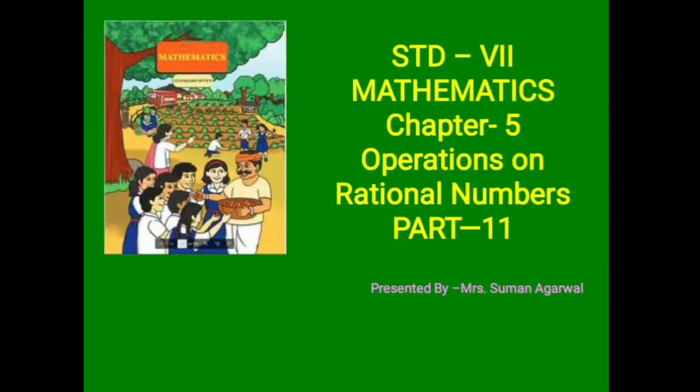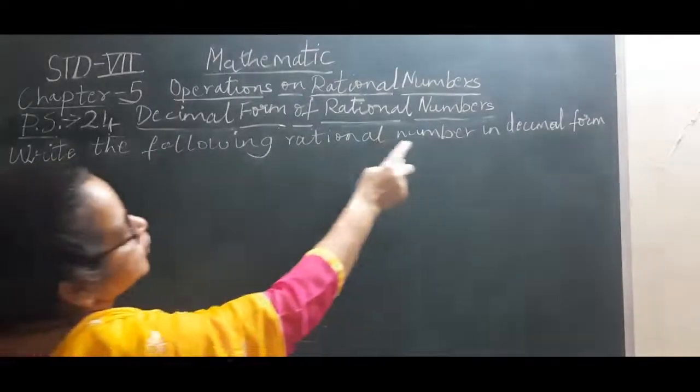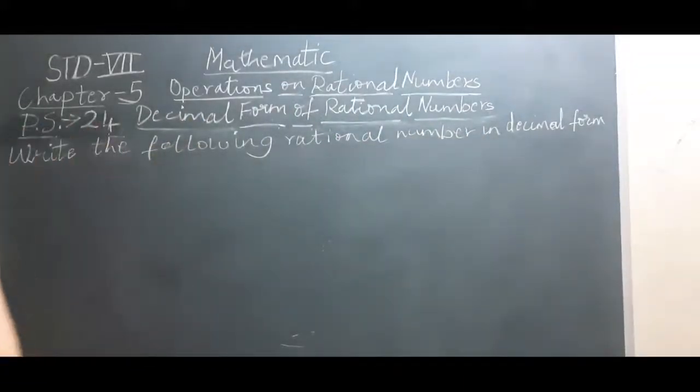Welcome back, students. In the last video, we had seen how to convert a rational number to decimal form. We are going to solve the sums on the basis of the same. Let's start with practice set 24. Let us start with the question. Let's read the question. Write the following rational numbers in the decimal form, of practice set 24.